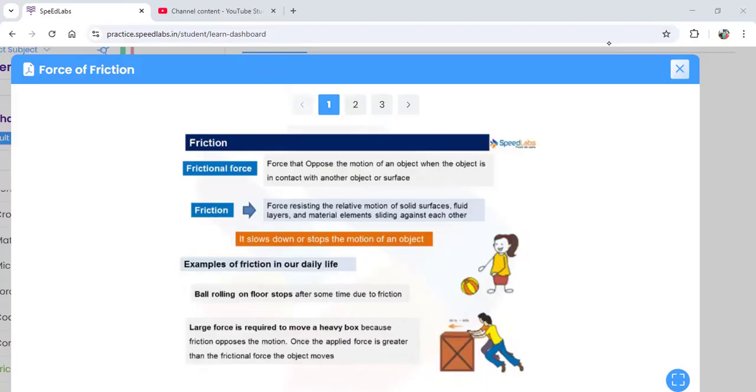Hello students, in this video I am going to explain one of the important chapters for CBSE 8th, that is friction. Okay, let's start, children. What is friction? Frictional force.